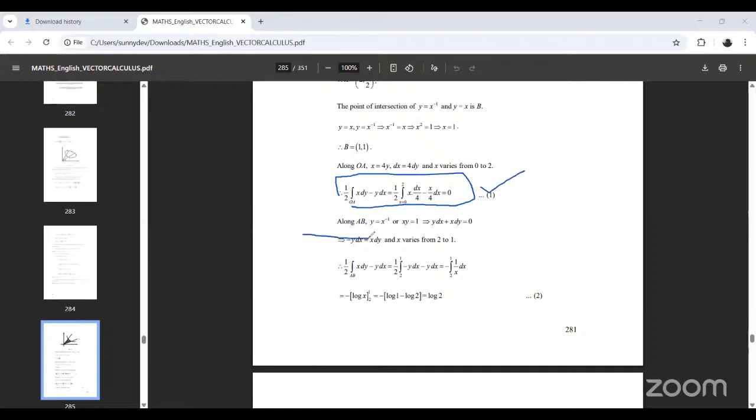Now come to along AB. Same procedure, x dy minus y dx. Then we are getting log 2, log 1 value is 0. Remember that. So 0 minus 1 by 2.